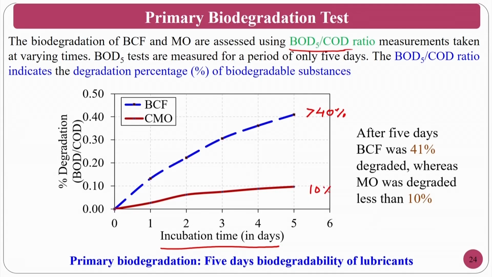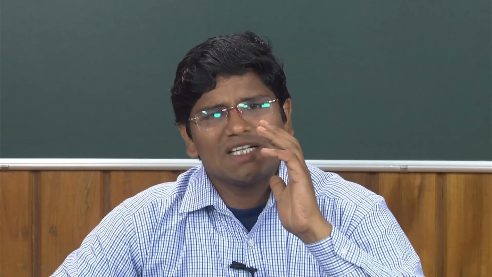Okay. So, after 5 days, biological cutting fluid is 41% and the maximum is 10%. There is an analysis, I think it will come in the next slides. In a 5-day test, that is a preliminary degradation test, if the degradation is above 40%, that means that your cutting fluid is completely biodegradable, majorly it is biodegradable. If it is less than 20% means it is non-biodegradable.